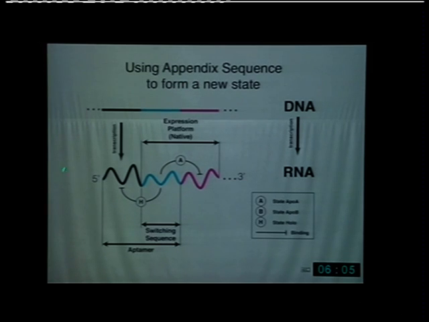Here is the original riboswitch, and we have a switching sequence, and it can bind two different sequences to form an aptamer binding the ligand, or an expression platform to control the downstream events. And it's quite simple. If we add a new sequence downstream, or if you like, upstream, it can competitively bind the switching sequence and form a new state.